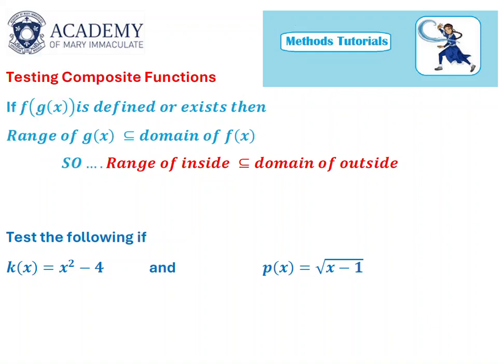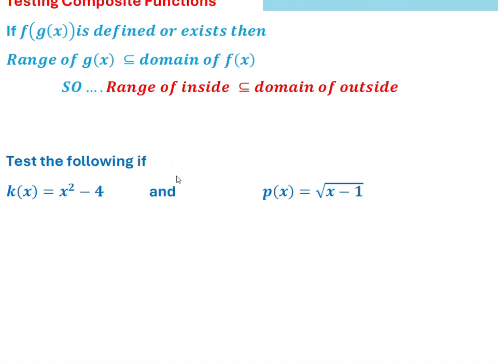Okay, to test to see if a composite function exists, we need to know the domain and range of each part of the composites. So if I've got k of x equaling x squared minus 4, now that's going to be a parabola that is down here looking like this. Therefore, it's going to have a domain of k, which is all real numbers, and a range of k, which is -4 to infinity, inclusive of -4.